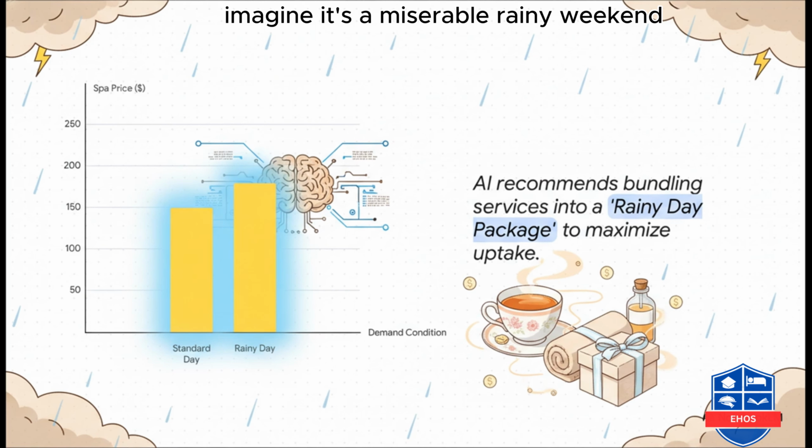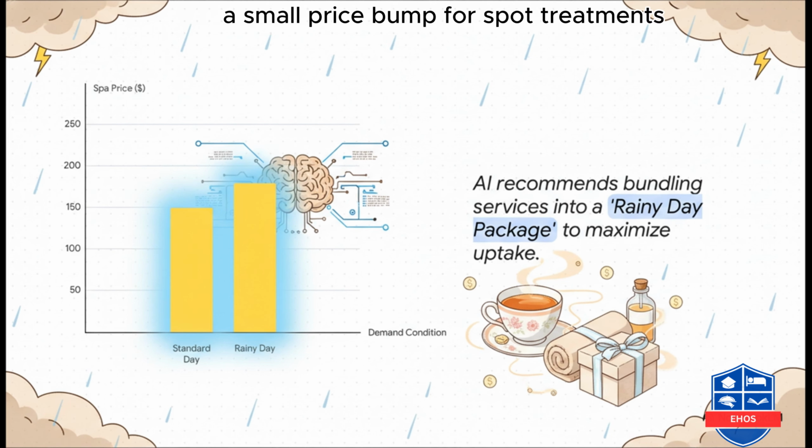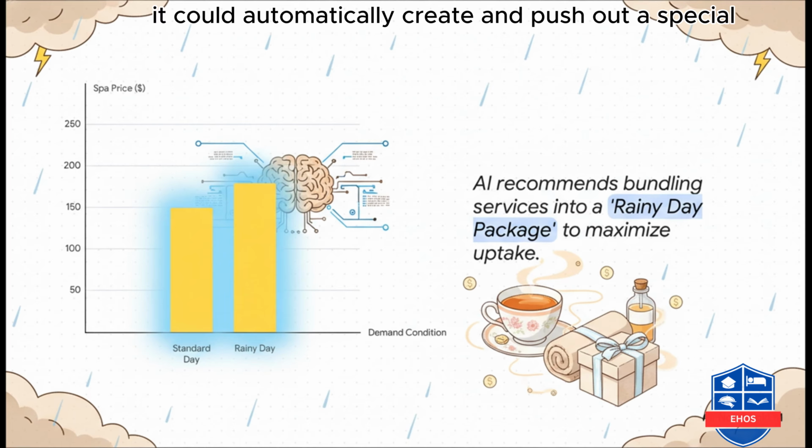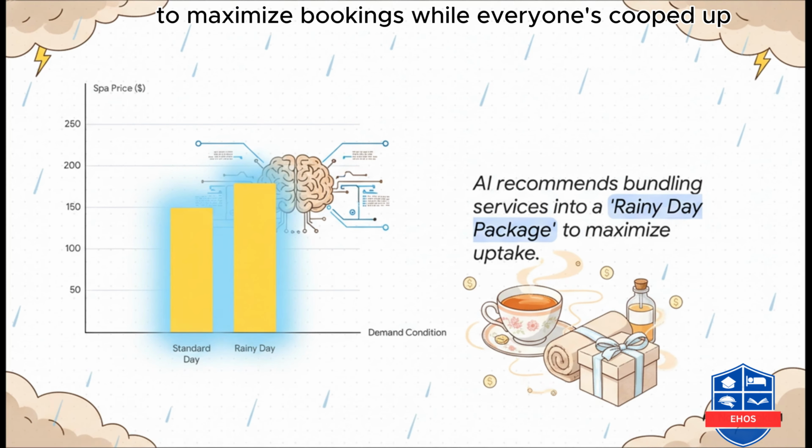Here's a perfect example. Imagine it's a miserable, rainy weekend. What are your guests doing? They're stuck inside. The AI recognizes this shift in behavior instantly. So maybe it suggests a small price bump for spa treatments because demand is about to spike. Or even better, it could automatically create and push out a special rainy day package. A massage and afternoon tea to maximize bookings while everyone's cooped up.